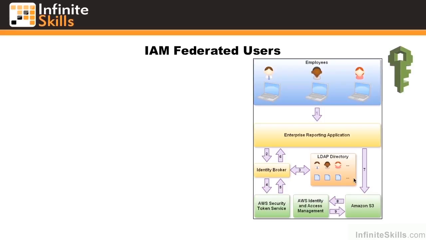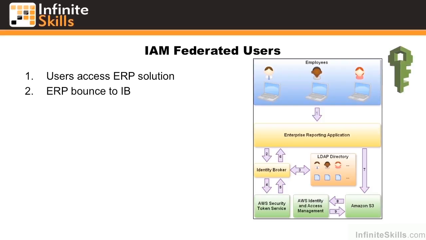Here you see that everything in orange and yellow belongs to the customer, while all resources in green are AWS. We start off with users wanting to access an ERP solution, which then accesses Amazon S3. When the users access that reporting application, the reporting application bounces them to a customer-created identity broker. The identity broker then looks up in the company's LDAP directory and grabs a specific policy for that given user and what they're trying to do.